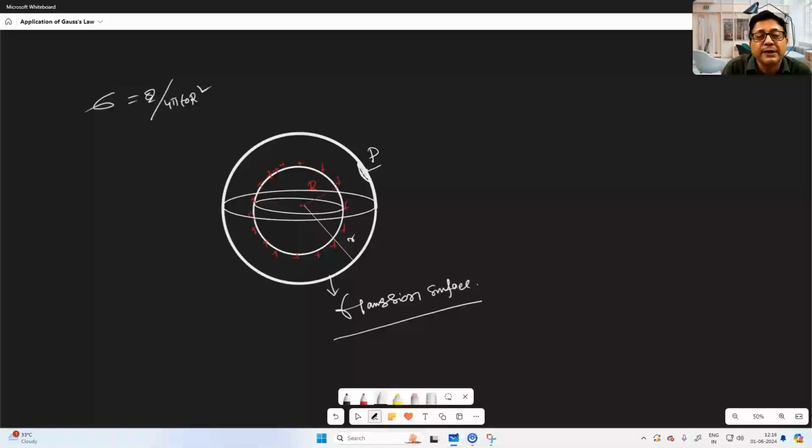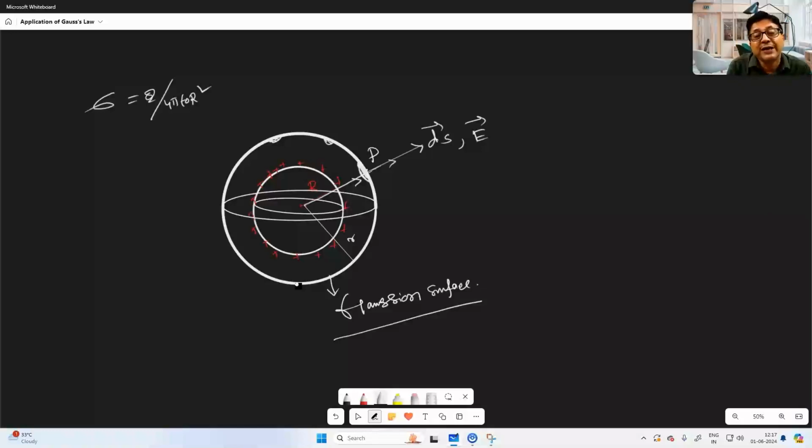There, area vector perpendicular to it, dS. Electric field is also radially outward, so E has the same direction as that of dS. And this is the case for all points. If you take any small surface here, the field is radially outward and the area vector is also radially outward, so the angle between them is equal to 0 degrees.